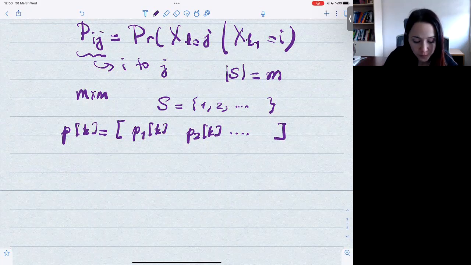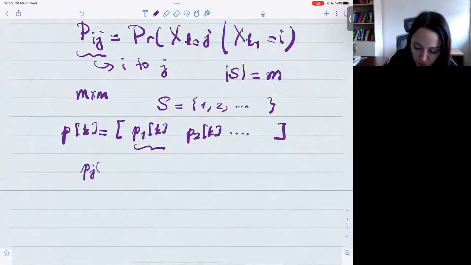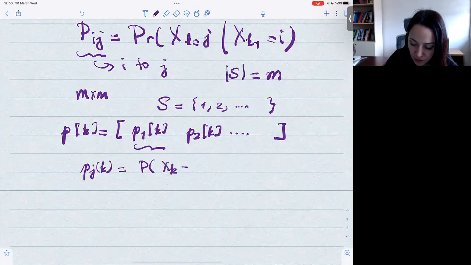Now, what is P_1 of k? Or in general, what is P_j of k? P sub j of k is the probability that the state at time k is j.